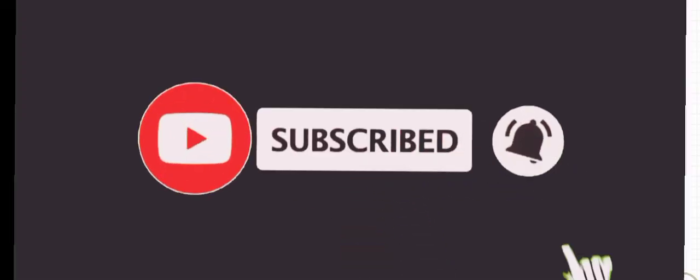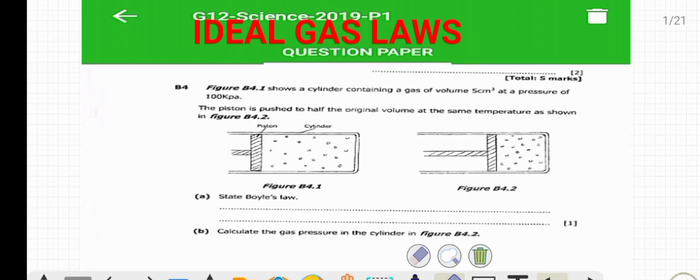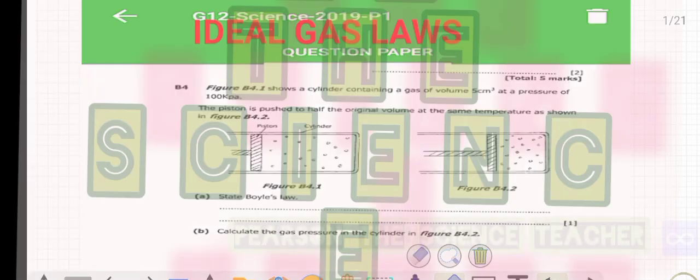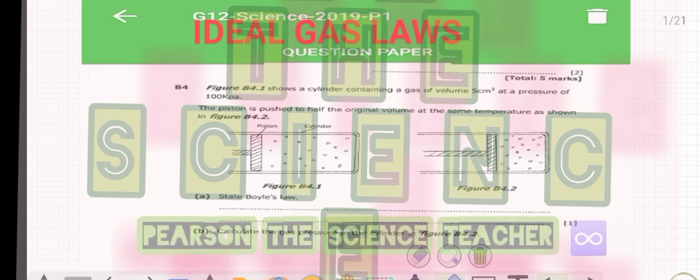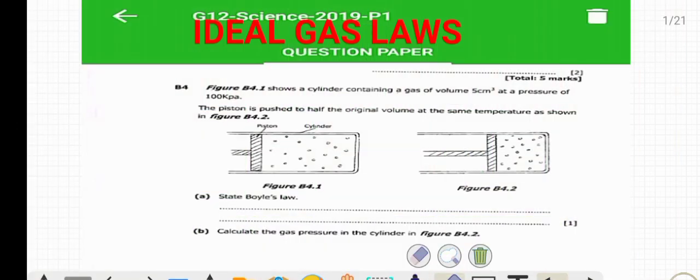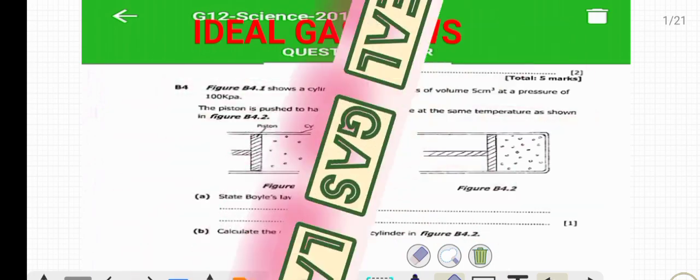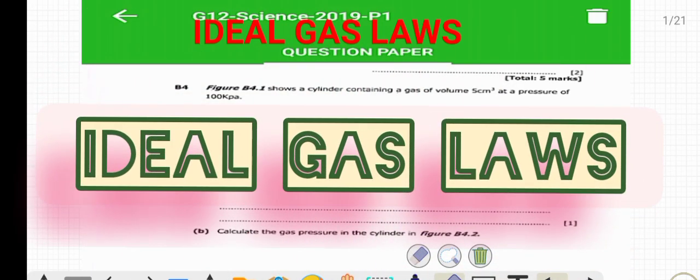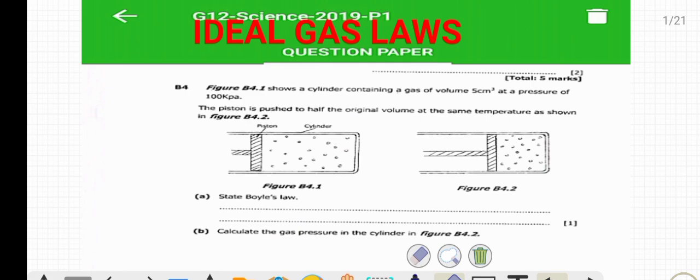Hi, welcome to yet another interesting lesson on gases. In our previous video, we talked about the van der Waals equation, which describes the behavior of real gases. In this lesson, we're going to look at ideal gas laws, the equations that pertain to ideal gases.